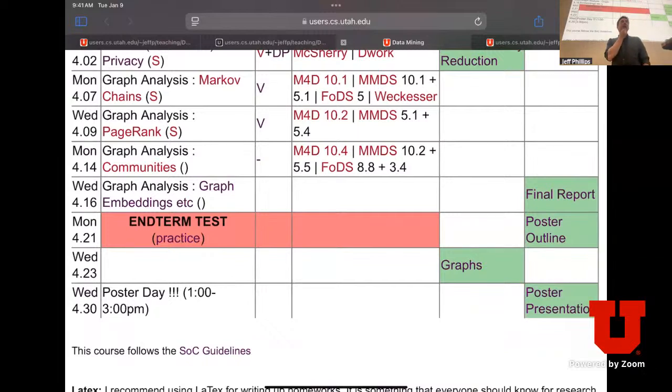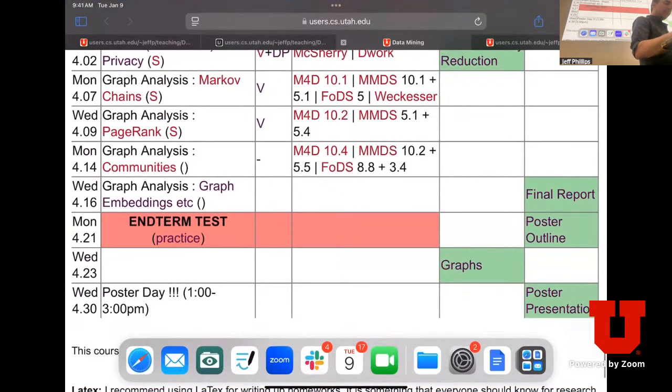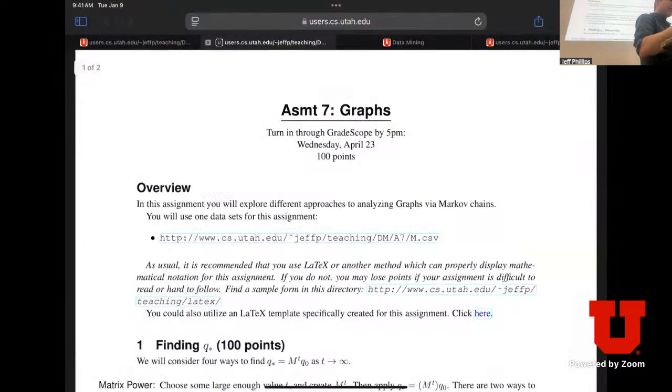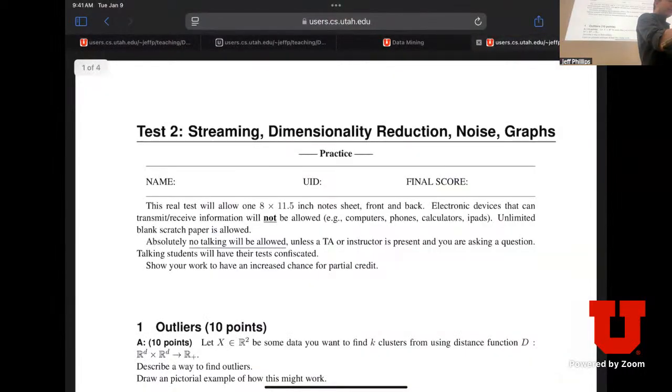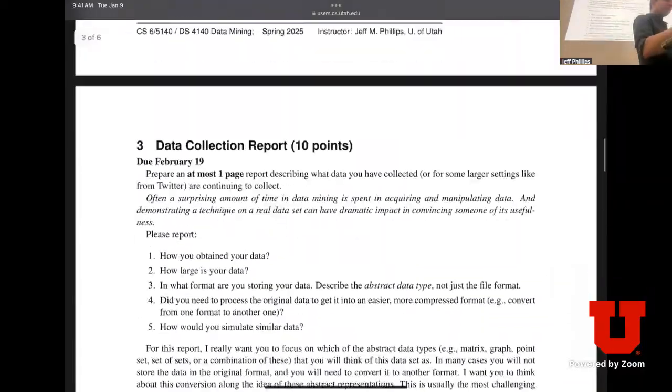Okay, one thing I do want to talk a little bit more about is the poster outline. Your poster outline is due on the Monday. Let's see, the poster outline has a couple of deadlines. Let's look at the guidelines for the poster. Okay, the project.